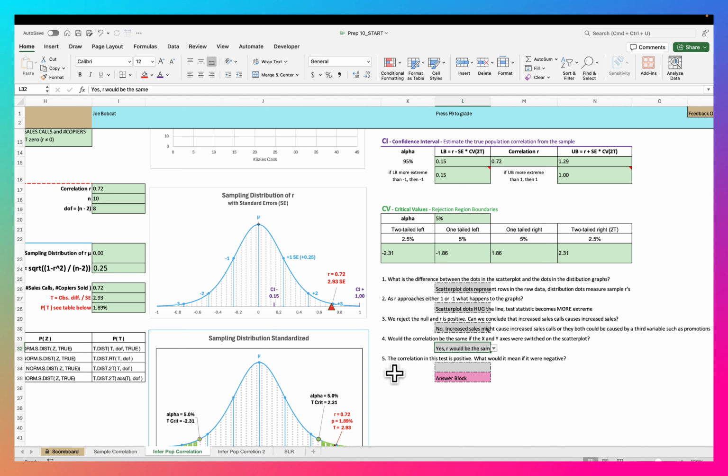The correlation in this test is positive. What would it mean if it were negative? So if it were negative, whenever you're asked about negative, always look for two words that move in different directions. So this is same direction: increase, increase, increase, increase, decrease, increase. So they move in different directions. So that has to be the answer, because this one is same direction, decrease, decrease. And there you've got it. And that's it for that answer block.